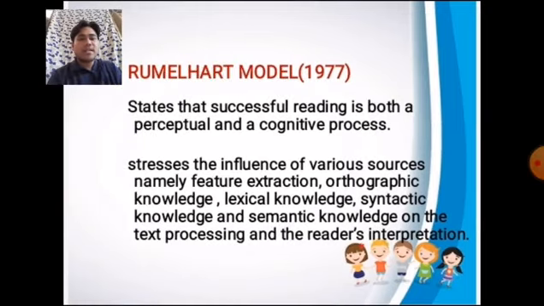We have here five emerging reading models, and let's start with the Rumelhart Model, 1977. He states that successful reading is both a perceptual and a cognitive process. It stresses the influence of various sources, namely feature extraction, orthographic knowledge, lexical knowledge, syntactic knowledge, and semantic knowledge on the text processing and the reader's interpretation.